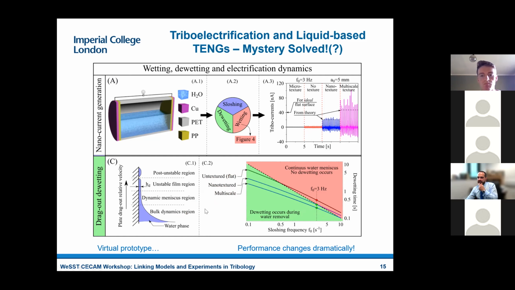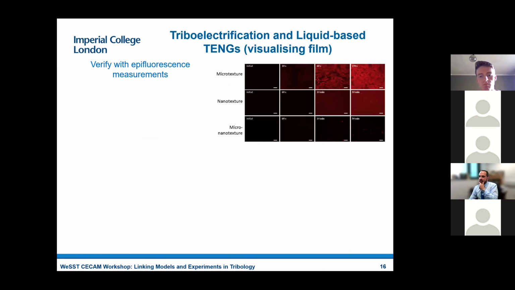And in order to verify this, remember, we're still looking at models versus experiments. One thing you could do is some epifluorescence measurements. So you look at the different textures, you put some dye in it, and you look at the residual amount of dye signal you get as a function of time. As you can see here, in the hierarchical micro-nanostructure system there is almost no residual film. Even after 30 minutes, there is just some tiny remaining evidence of water.